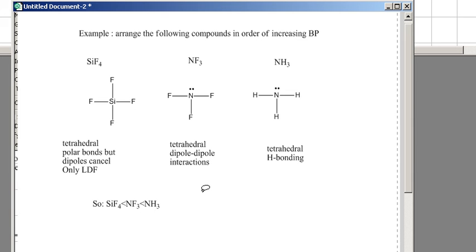You have dipole-dipole interactions. And finally, ammonia is also tetrahedral, so it would have dipole-dipole interactions, but the most important thing going on here is hydrogen bonding. And what we want to say is hydrogen bonding is stronger than dipole-dipole interactions, which are stronger than LDF. So silicon tetrafluoride is going to have the lowest boiling point. It's got the weakest IMF. Nitrogen trifluoride is the next because it's got dipole-dipole, which is weaker than the hydrogen bonding in ammonia.